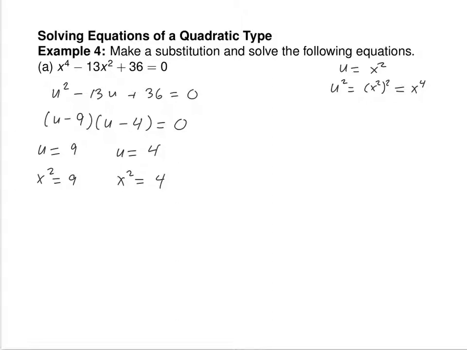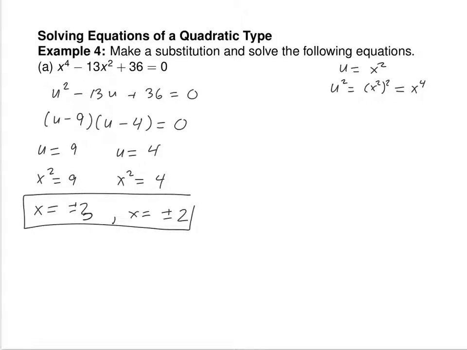And so if x squared is 9, there are two answers for x there. What are they? 3 and 2. Plus and minus 3. Don't forget your plus minuses. And the other one is x equals plus or minus 2. So you actually get 4 answers.